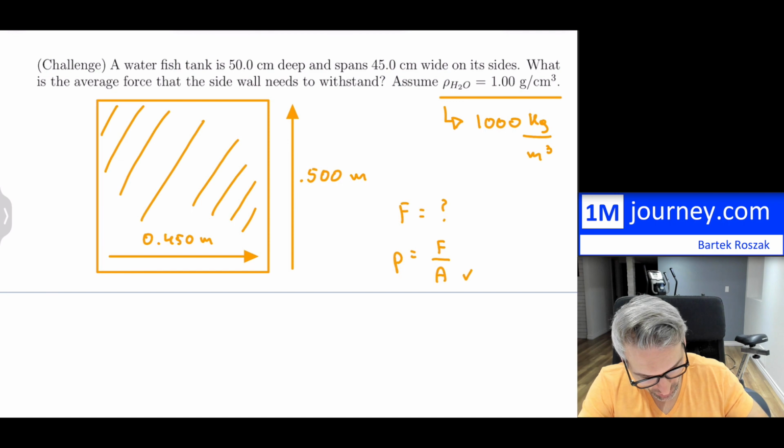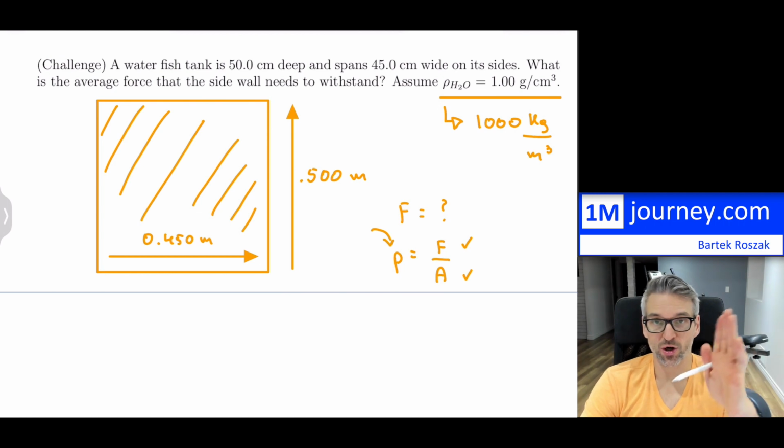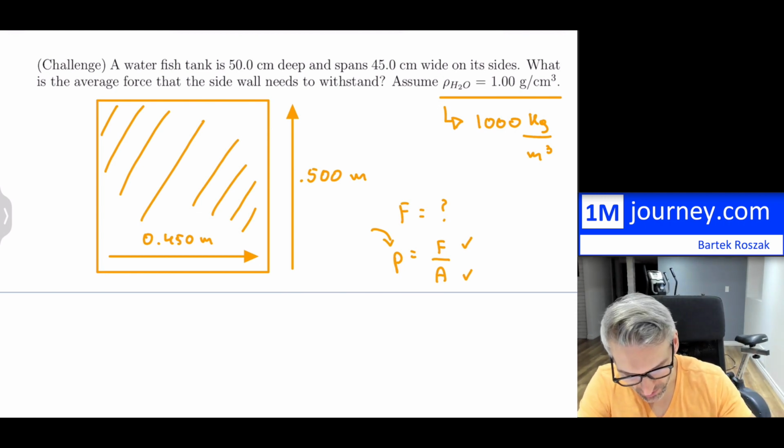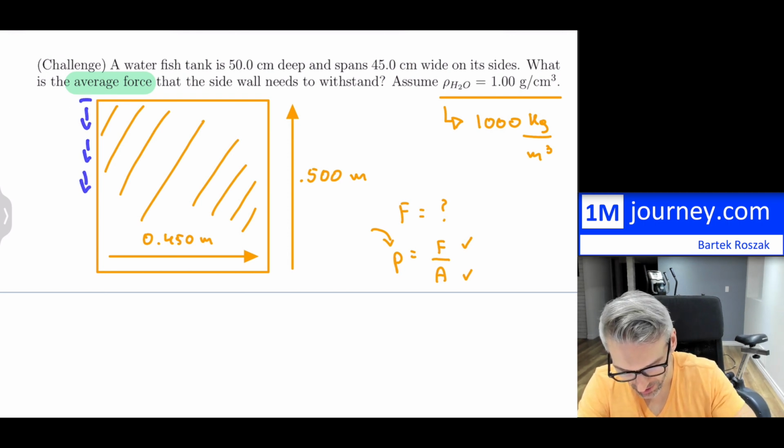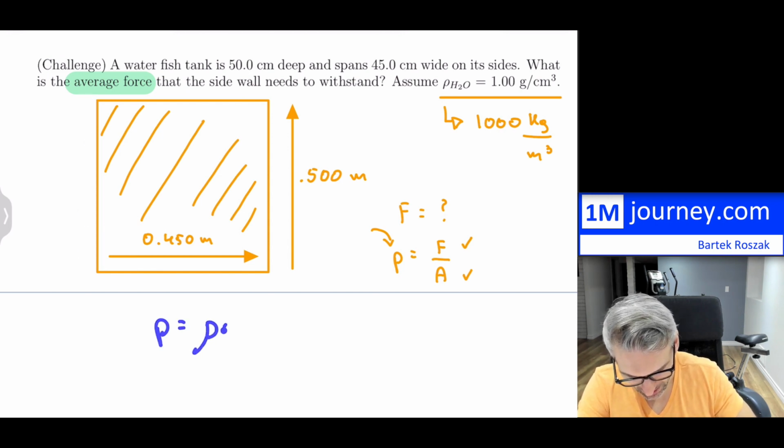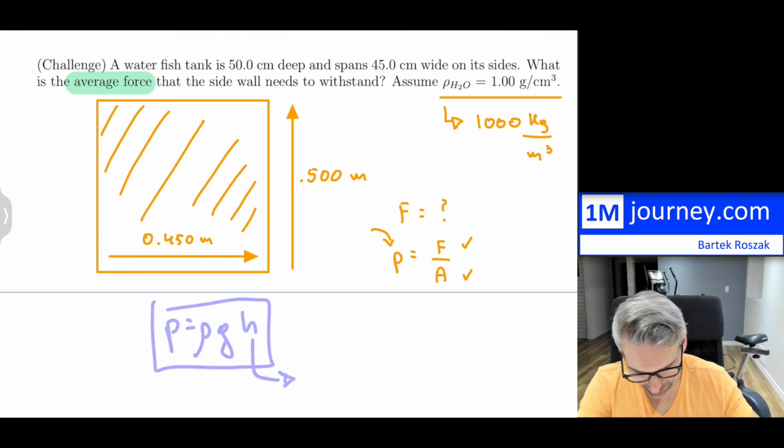But we want this force. Can we obtain the pressure on this entire surface? Notice this will be on average, because pressure changes as the depth changes. All the way at the top of this aquarium, assuming it's filled all the way to the top, the gauge pressure is 0. Then as you keep going deeper and deeper, the pressure keeps increasing, because pressure is equal to the density times gravity times h. As h keeps getting larger and larger.